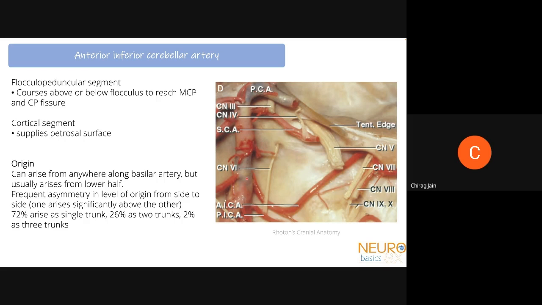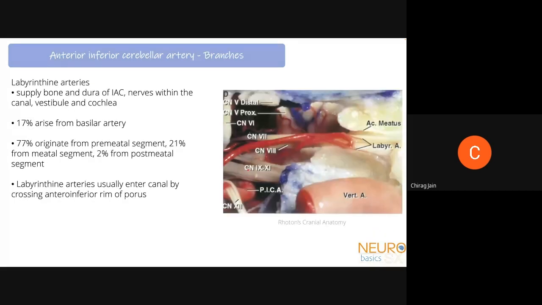The most important branch of the AICA is the labyrinthine artery, as we can see over here. This labyrinthine artery is going to be supplying the bone and the dura of the internal acoustic canal. Apart from that, the nerves within the canal, the seventh and the eighth nerve, also the inner ear structures, the vestibule and the cochlea.